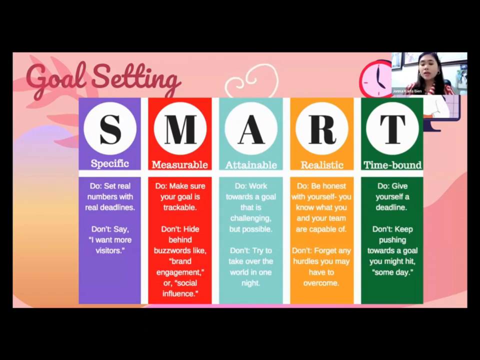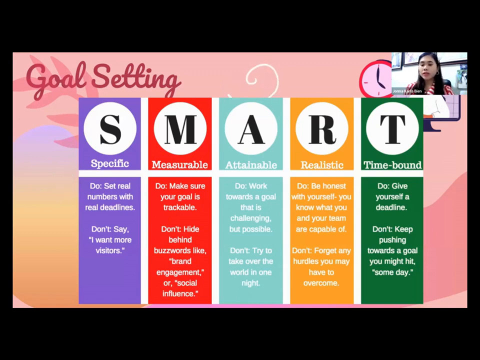Then do you think it's possible that they will just finish that in 15 minutes for certain kinds of activities? Then you have to gauge that as well. Then be realistic, be honest with yourself. You know what you and your team are capable of. So we know what's realistic for you and for our students.